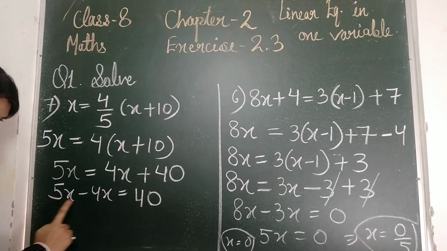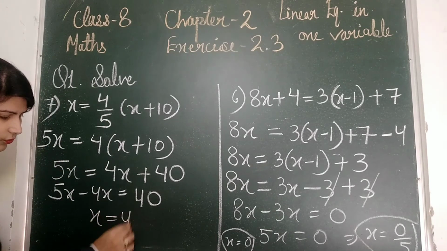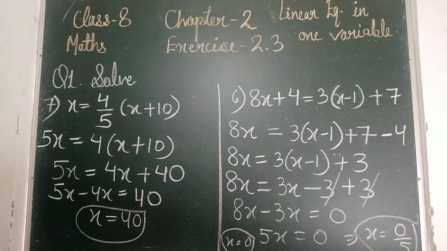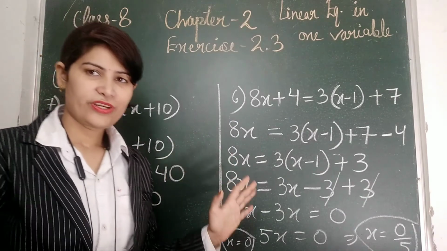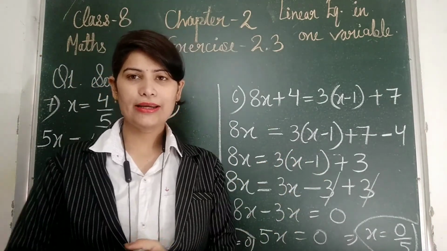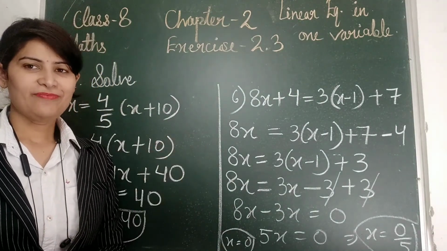Now what? 5x minus 4x is 1x. That means x is equal to 40. This is your answer. So I hope this question is very simple for you, because I have told you earlier that linear equations are one of the easiest topics in maths. Okay, so don't be confused.